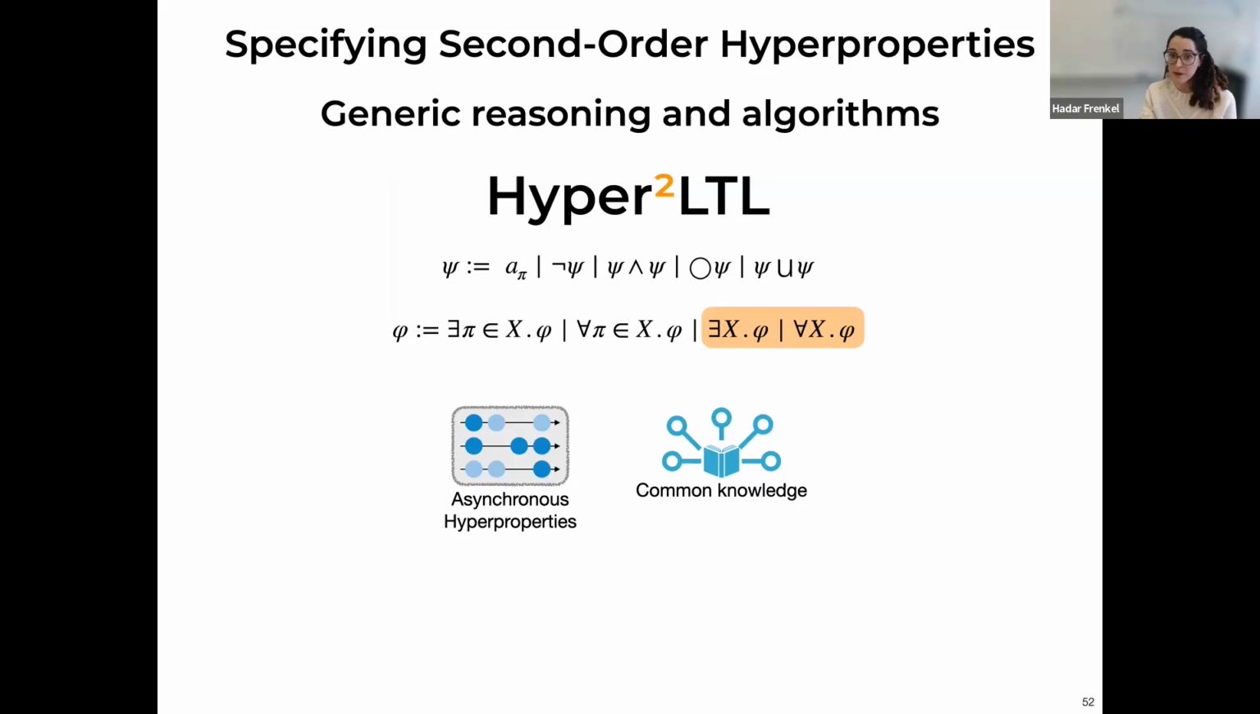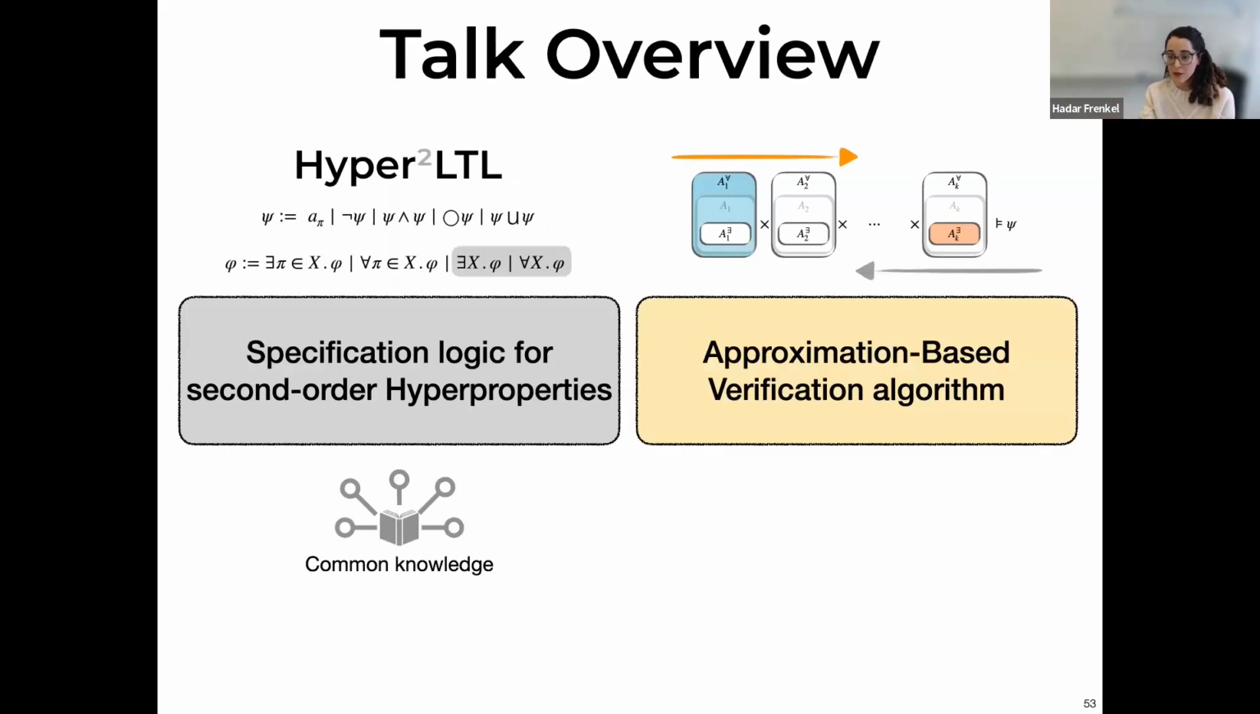So we know what HyperQPTL is: it allows us to express interesting properties in a generic way using second order quantification. And now I'm going to talk about our verification algorithm.